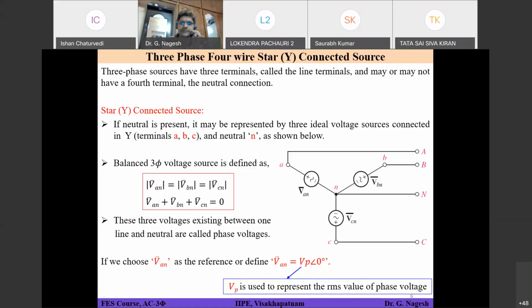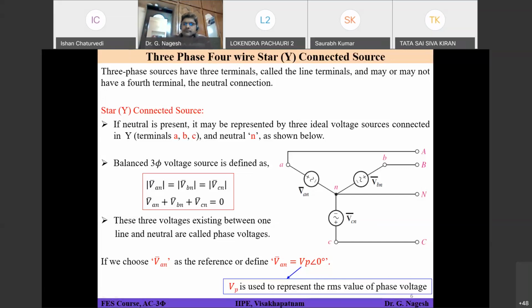If VAN is equal to VP at an angle of 0 degrees, what will be VBN and VCN? VBN is equal to VP at an angle of minus 120, and VCN will be VP at an angle of minus 240 degrees, or plus 120.